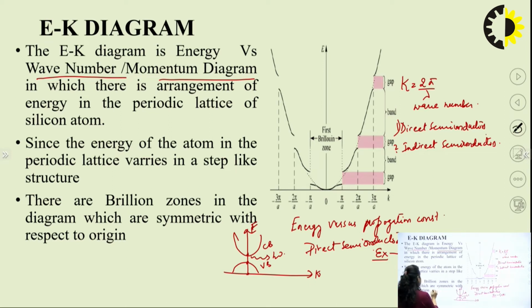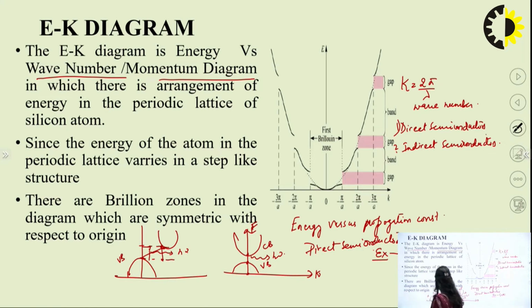Similarly, for indirect semiconductors, we have different values of K. Suppose this is the valence band and the conduction band is somewhat here. The energy is dissipated in the form of heat also, but there is some extra transition from this point to this point, because it is not at the same value of K. This is K and this is E. That's why extra energy is required for the transition of an atom from here to this point.